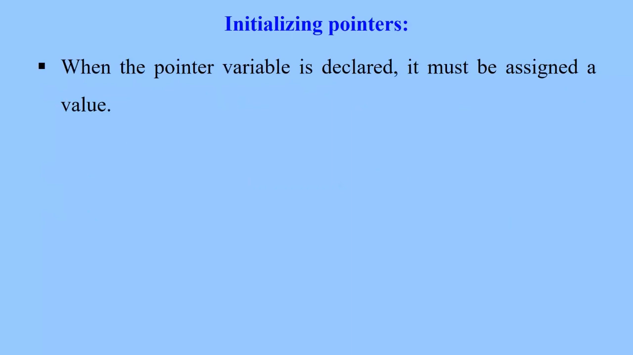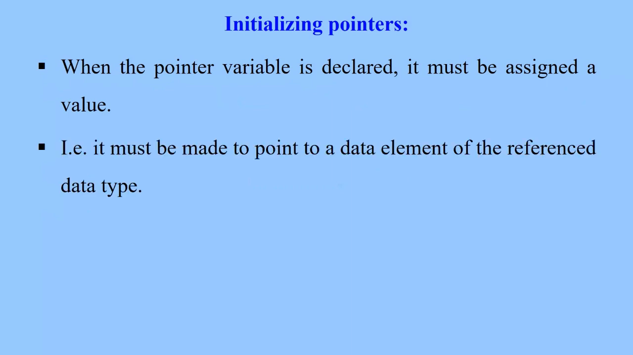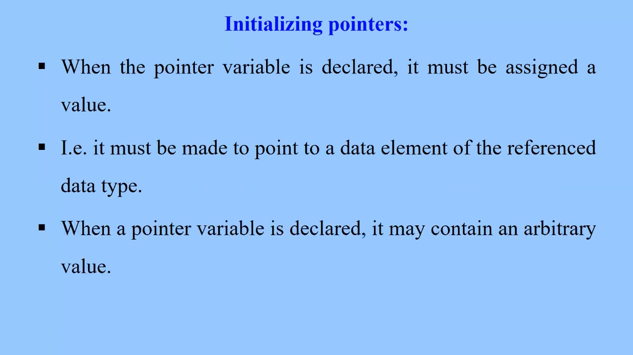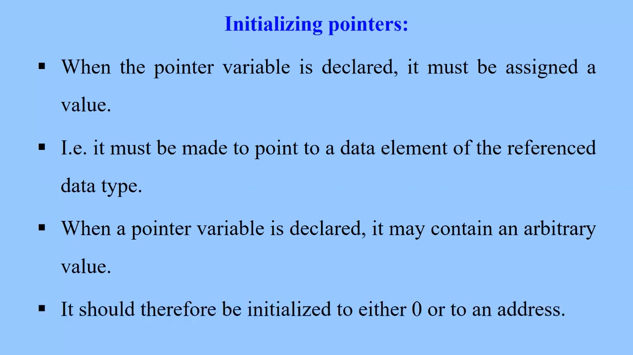How do we initialize pointers? When the pointer variable is declared, it must be assigned a value. That is, it must be meant to point to a data element of the reference data type. Remember that pointers generally store memory addresses of the variables assigned to them. And therefore, when a pointer variable is declared, it may contain an arbitrary value. It should therefore be initialized to either 0 or to an address.